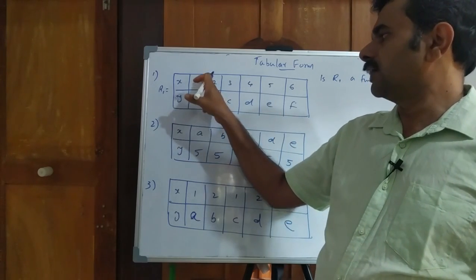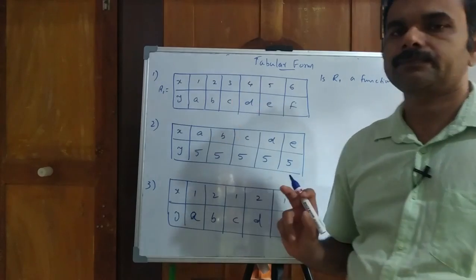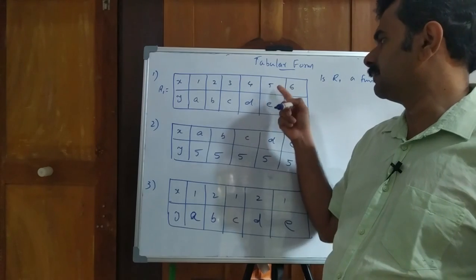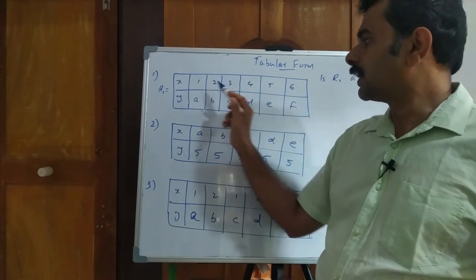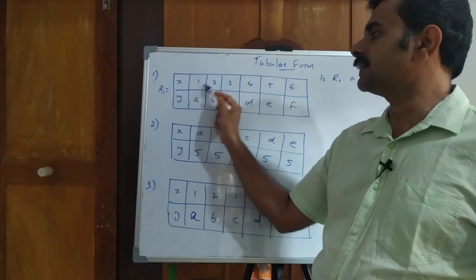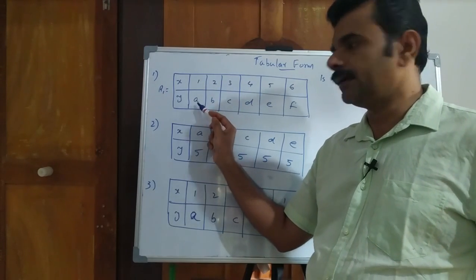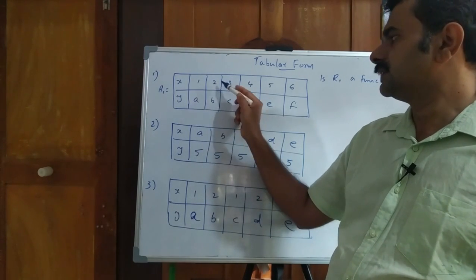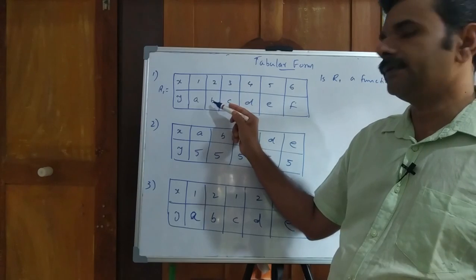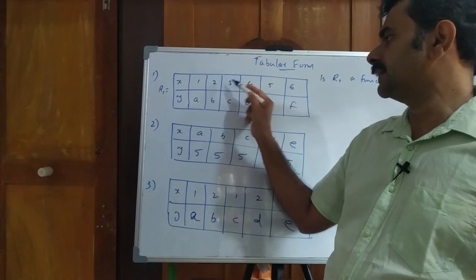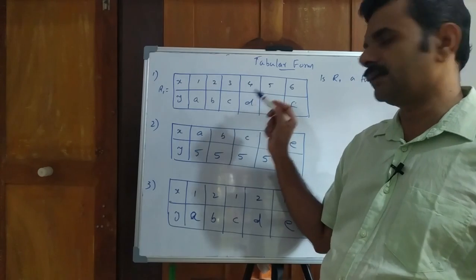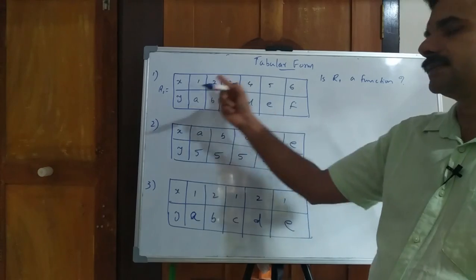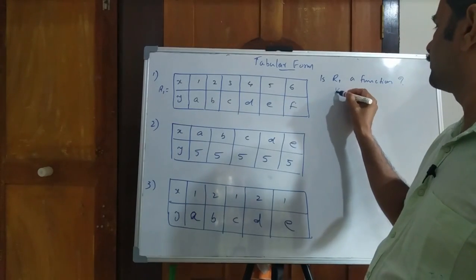Then what is the image of 1? That is A. Image of 2, B. Image of 3, C. Image of 4, D. Image of 5, E. Image of 6, F. How many images are there for this element 1? Only one image, that is A. So the one and only one property is satisfied here. Image of 2 is B, which is unique. Image of 3 is C, only one image. The same property can be seen everywhere in this table. Therefore, R1 is a function.